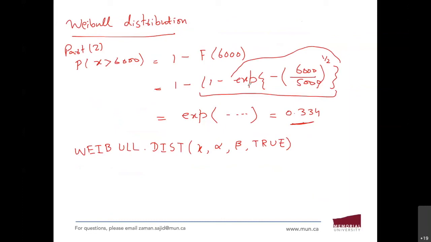Just keep this in mind. The formula is true for F at 6000. Again, your computer does not know that you have cancelled out 1 with the minus 1, because it is calculating this thing, which is what the computer gives. So if you are using the computer, you need to subtract 1 from your answer. If you use this in Excel, your answer will be 0.6656, which is not the right answer, of course. Now you need to subtract 1 from this. Then you get the correct answer.